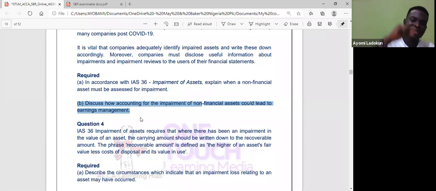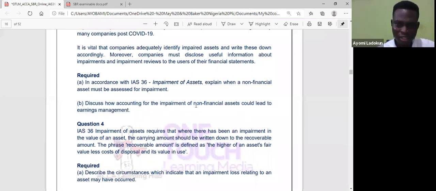It says, discuss how accounting for impairment of non-financial assets will lead to earnings management. You see what we have been doing. You think you know IAS 36, and you see this kind of question, and then you are wondering what you even know around IAS 36. Okay, so let me just explain.